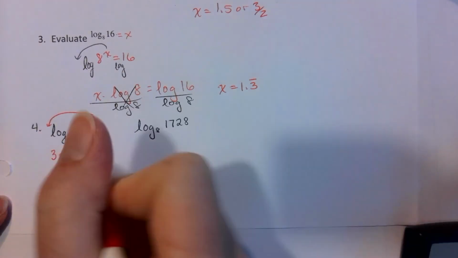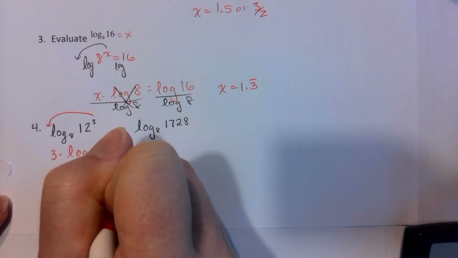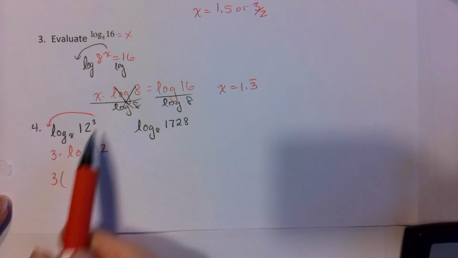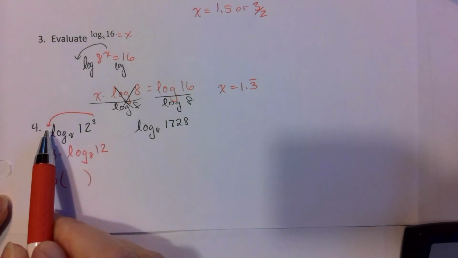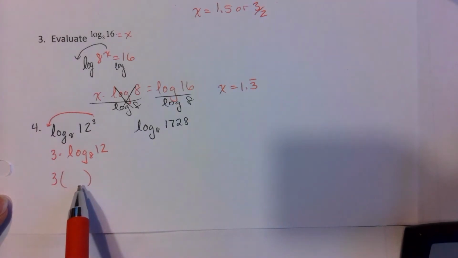And so I'm going to leave that 3 there, and I'm going to find out what log base 8 of 12 is, and then I'm going to come back and finish the problem. So that's all I'm doing. I'm leaving the 3 out front. I brought it out front using my power property, and I'm going to go ahead and work this math and do 3 times that outcome. So something we've already practiced.